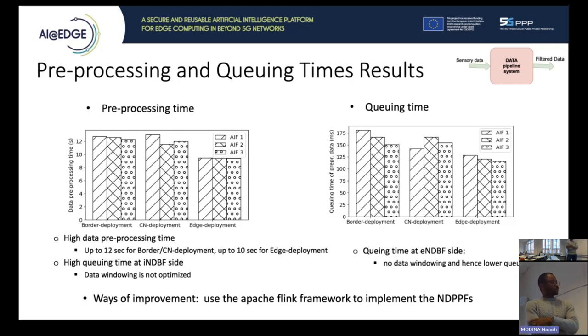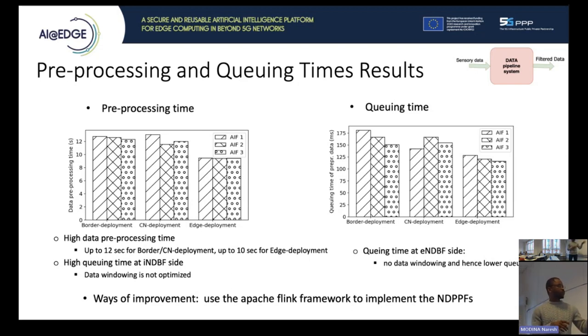Another point is that this preprocessing time includes also the queuing time. This corresponds to the time that the data remains on the ingress network data broker function. And also, as we consider windowing the data, we set a count-based window, defining that each preprocessing step will start only when the window has up to 200 samples. As you can see, this waiting time has a high impact on the preprocessing time.